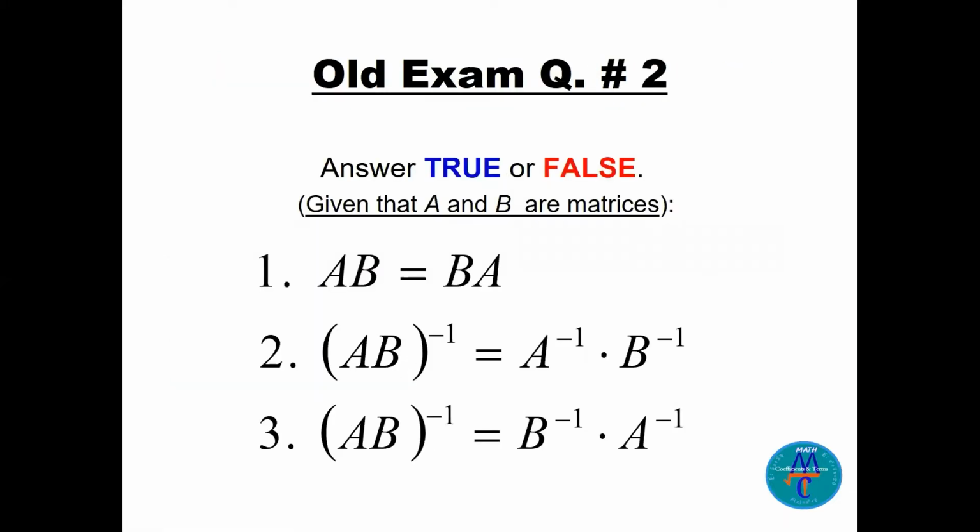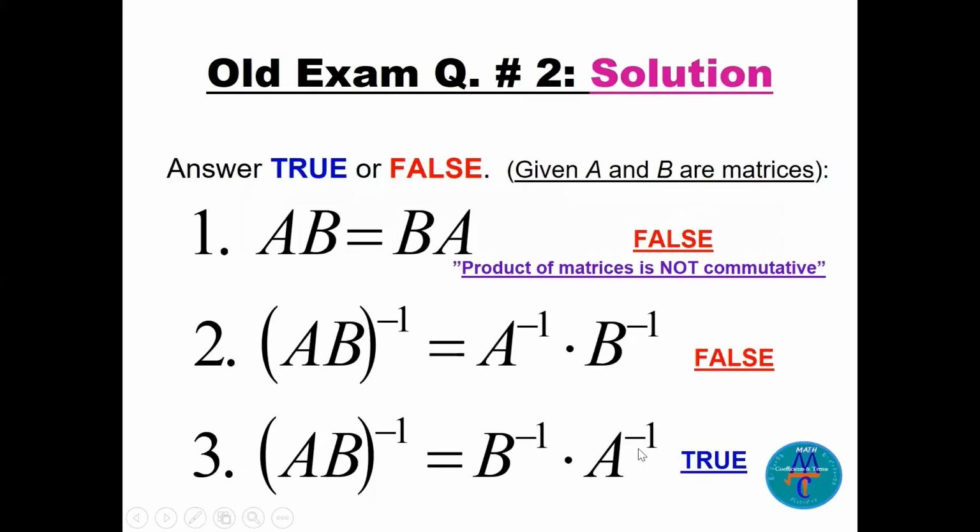Question number 2: answer true or false, given all of these are matrices. AB is equal to BA. For sure, this is wrong, because the product of matrices is not commutative. AB, the product, and then find the inverse. It will be A inverse times B inverse. Or AB inverse will be B inverse times A inverse. Now we can see that the second one is false and the third one is true.